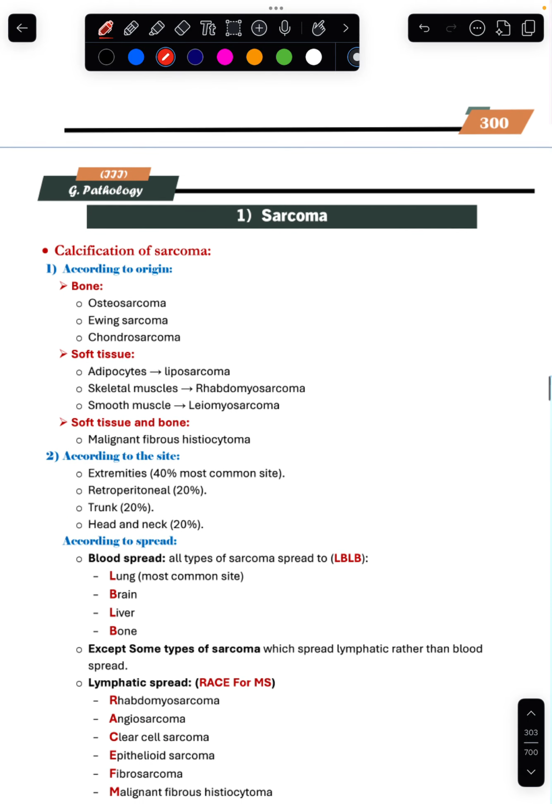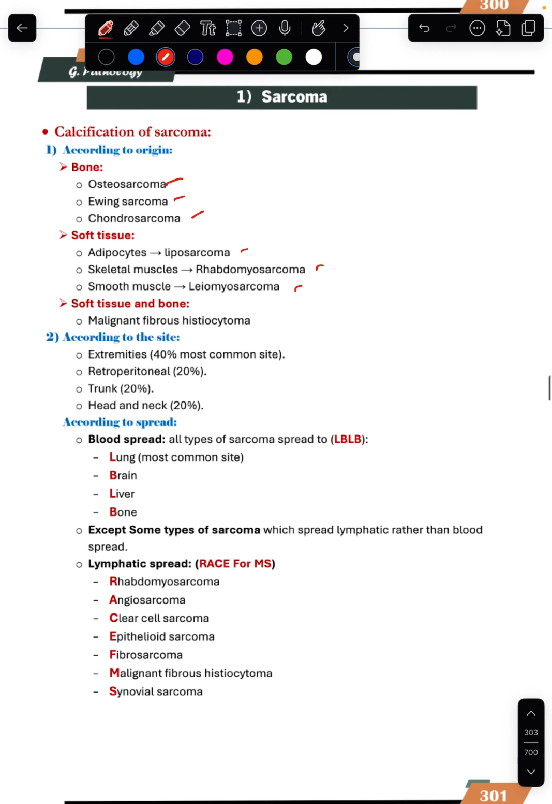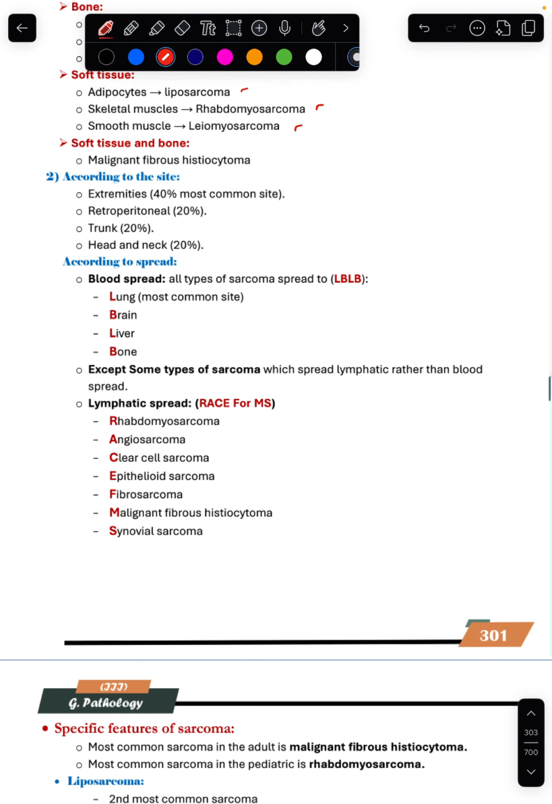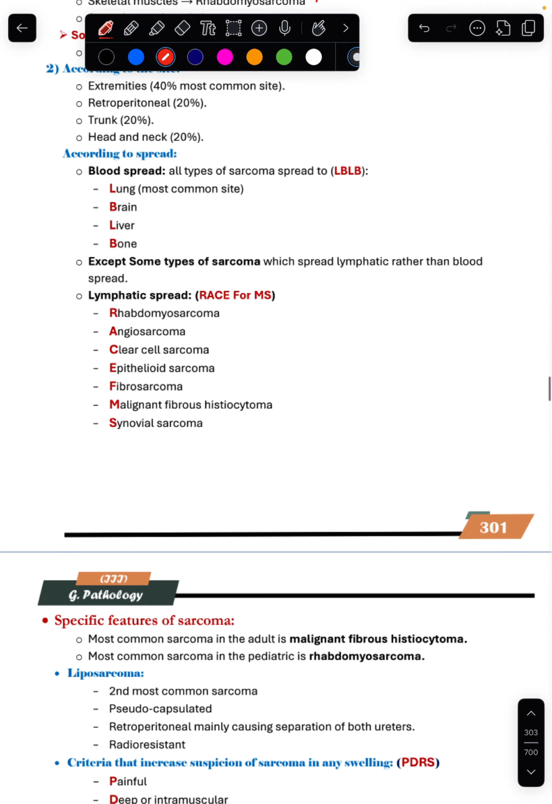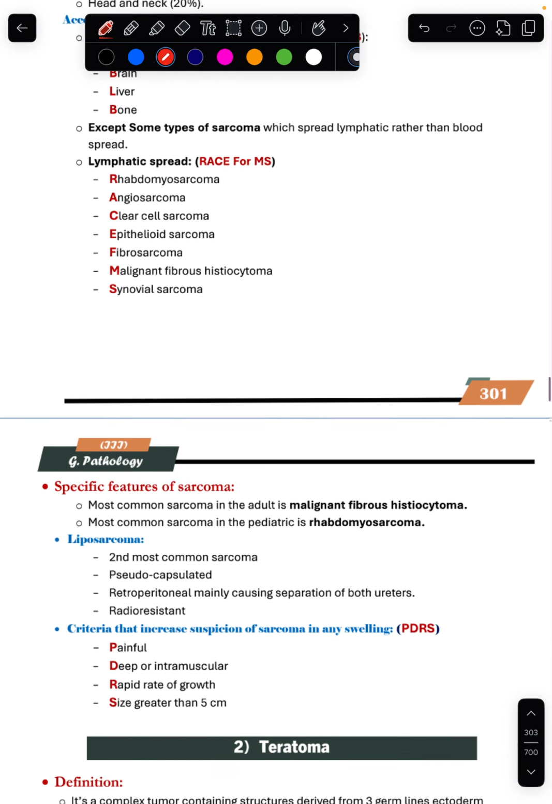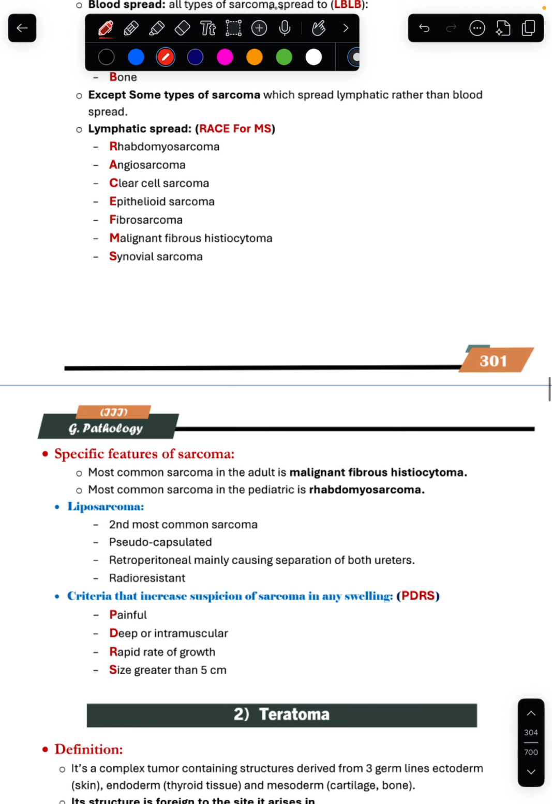Now sarcoma: in the bone are called osteosarcoma, Ewing sarcoma, chondrosarcoma. Soft tissue: liposarcoma, rhabdomyosarcoma. According to site: extremities, trunk. According to spread: blood spread to lung, brain, liver. Lymphatic spread: rhabdomyosarcoma. Malignant fibrous histiocytoma, sarcoma in adult. Sarcoma in pediatric: rhabdomyosarcoma.